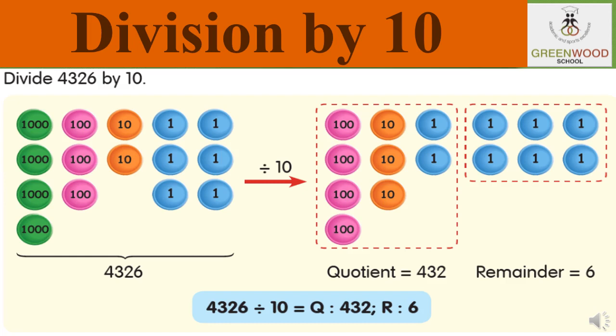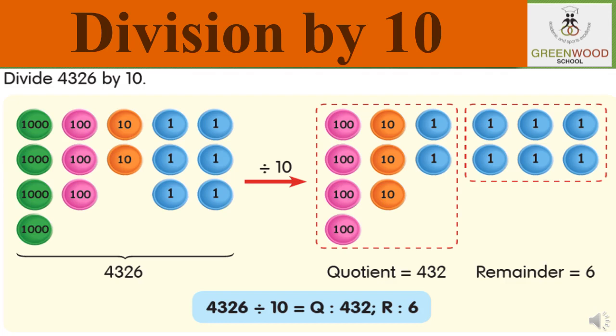Divide 4326 by 10. Now first split the number in 4,000s, 300s, 2 tens and 6 ones. Now each and every digit will get divided by 10.